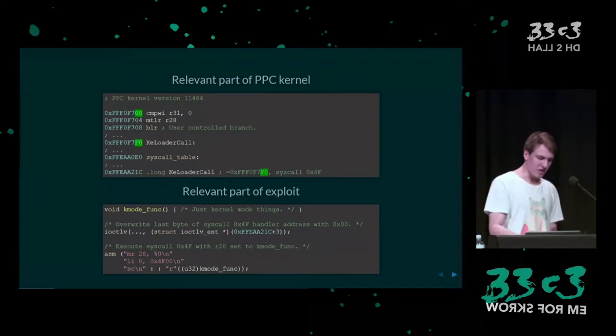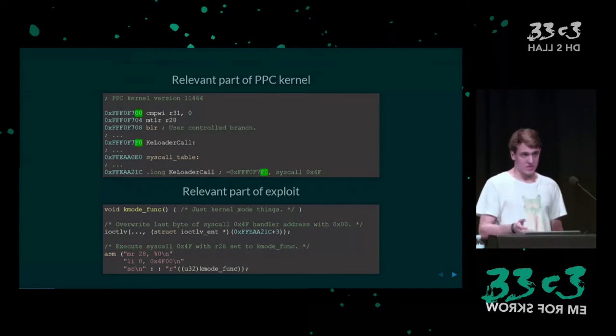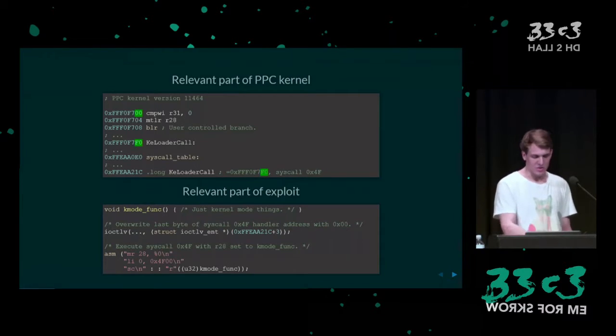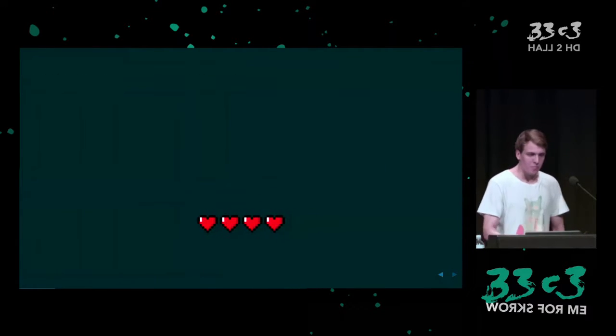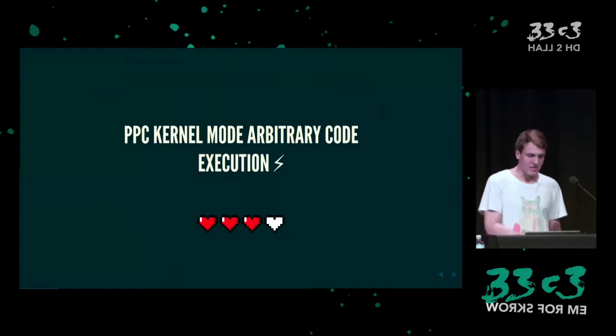So how do we exploit this? Well, we have our kmode function there. Then we just call io-control-v to this shifted address. And from this point on, we have this nice syscall that just jumps to anywhere we want, and then we call it, basically, and this calls our kmode function. So the Wii U starts out with full 4 hearts, and this gives us PowerPC mode code execution.